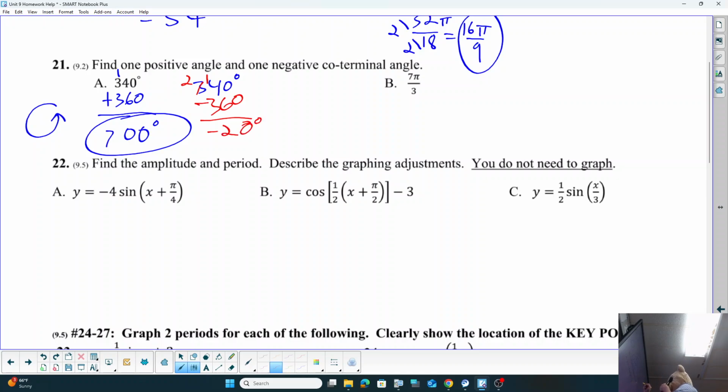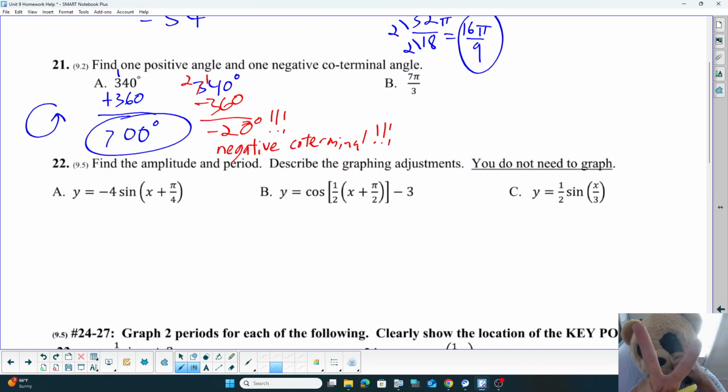Okay, negative 20 degrees. That's a negative coterminal angle. Can you do that on the test? That's an easy one. Sometimes you have to add 360 twice or minus 360 twice. So watch out, sometimes you need to minus it twice.